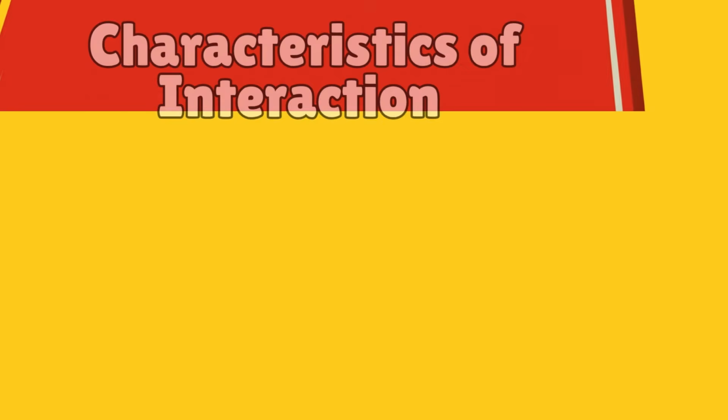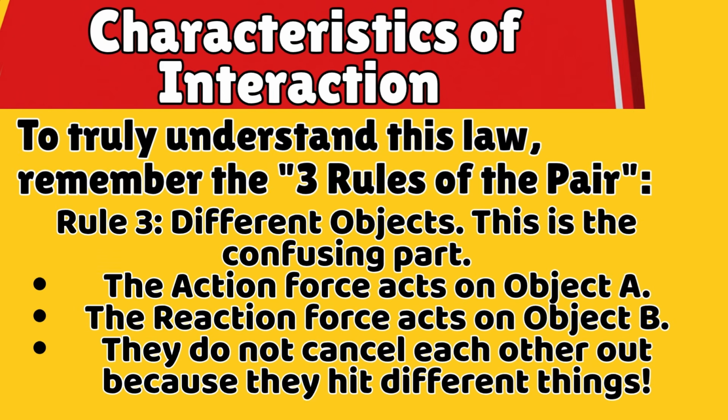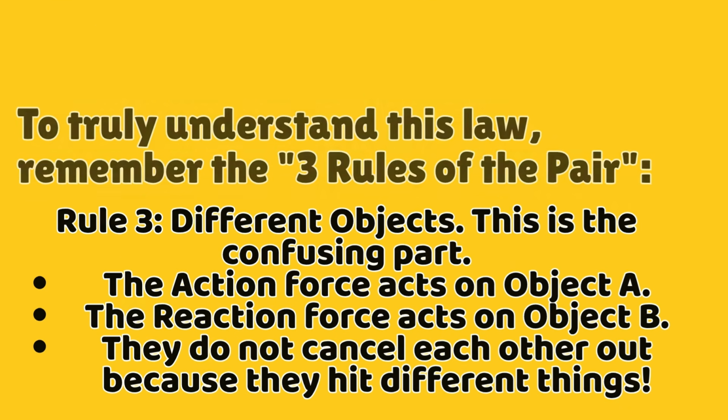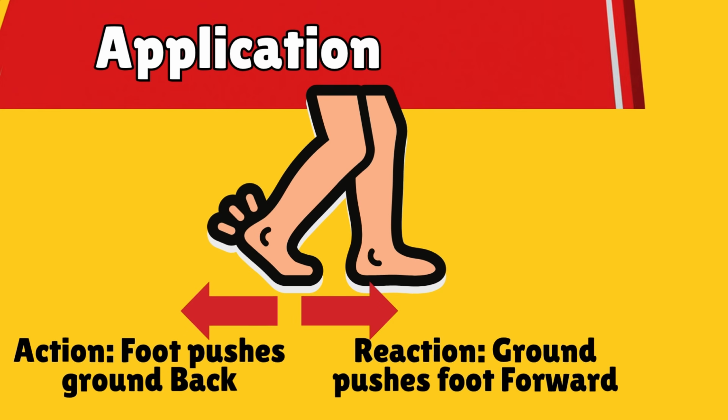Rule number 3. Different objects. The action force acts on object A, and the reaction force acts on object B. They do not cancel each other out because they hit different things. And now for application, let's look at examples of action-reaction in our surroundings.